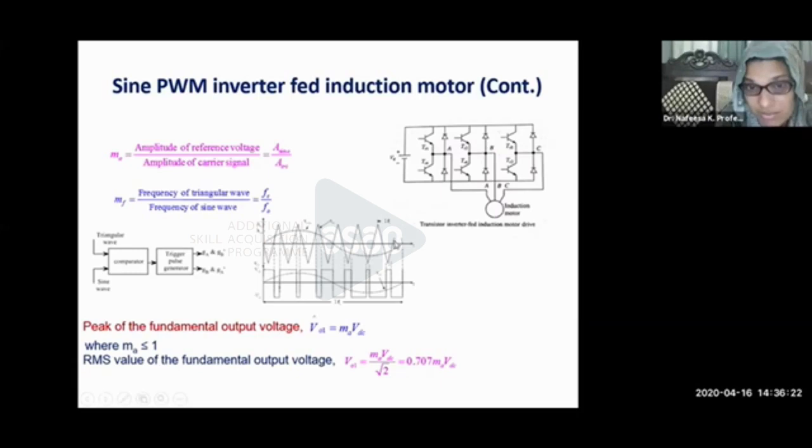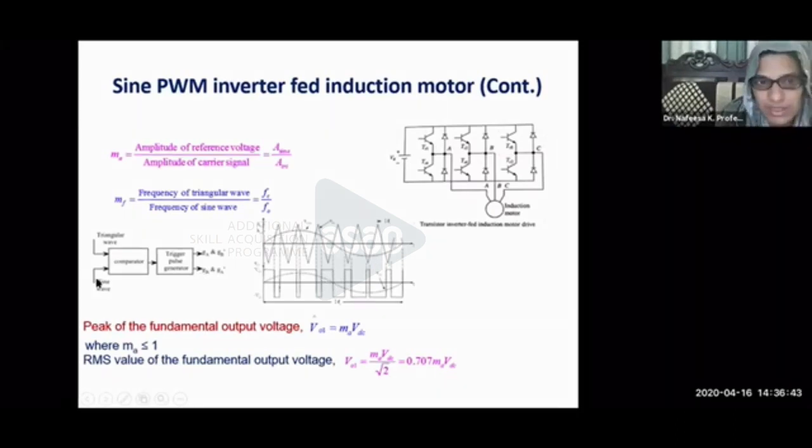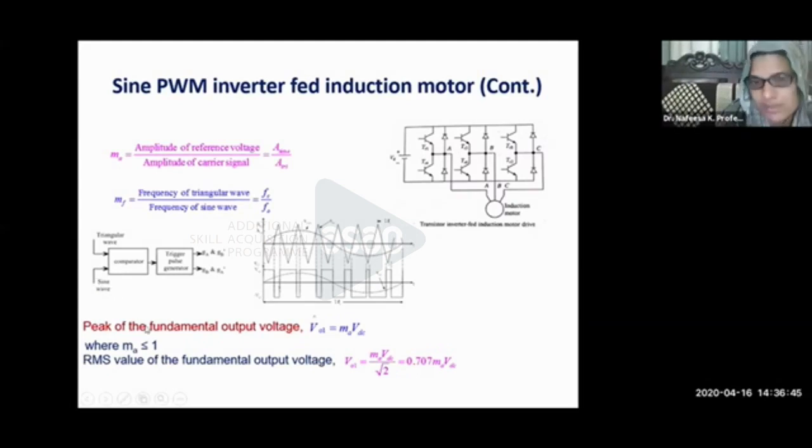By varying the frequency of the control wave, that means a reference wave, you will be able to vary the output frequency of the PWM inverter. Usually the frequency of the fundamental output voltage will be the same as the frequency of the reference wave. So if we want to change the frequency, we will change the frequency of the control wave. That is the reference wave.